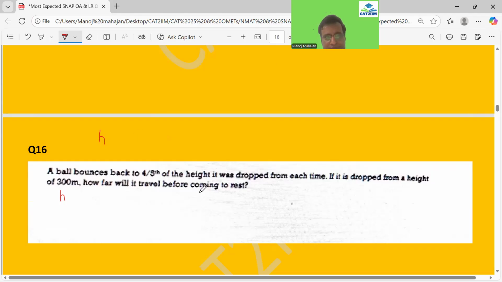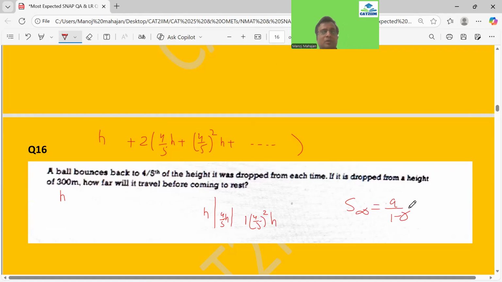Now when it bounces back, let's say it is dropped from here, H, the bounce back is 4 by 5 H. Now remember that this would be counted twice, like the ball would be going up and then coming down the same height. So this will be twice 4 by 5 H. Then again, 4 by 5 of this would become a square. So again, a double of this. So you get a GP out here, right? Infinite. So what is the sum to infinity? That is the first term upon 1 minus r, where the common ratio is between -1 and 1, right?